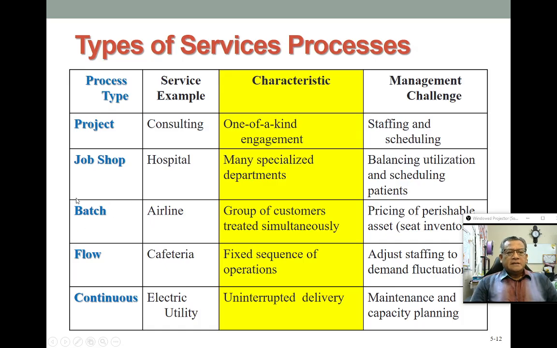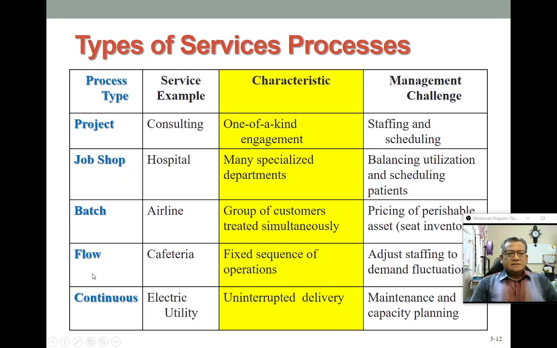The third type of process is batch, in which, for example, at an airline, a group of customers are treated, I would say, in one batch. For example, when you are entering a flight, normally a group of 100 or 200 people are treated simultaneously, and the management challenge is basically that seats must be taken. If not taken, then for that particular flight, the seat is considered perishable.